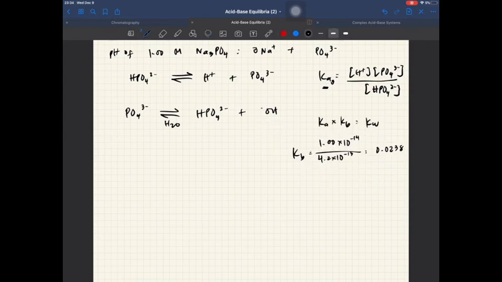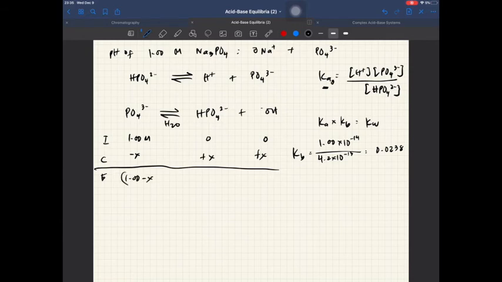Okay, so since we now know the Kb value, we can just proceed with the ICE table. The ICE table would look like this. So we have 1 molar of phosphate, 0 and 0, minus x, plus x, plus x. And at equilibrium, we have 1 minus x molar, and x molar. So therefore, the Kb expression would then be x times x over 1 minus x, and that is equal to 0.0238.